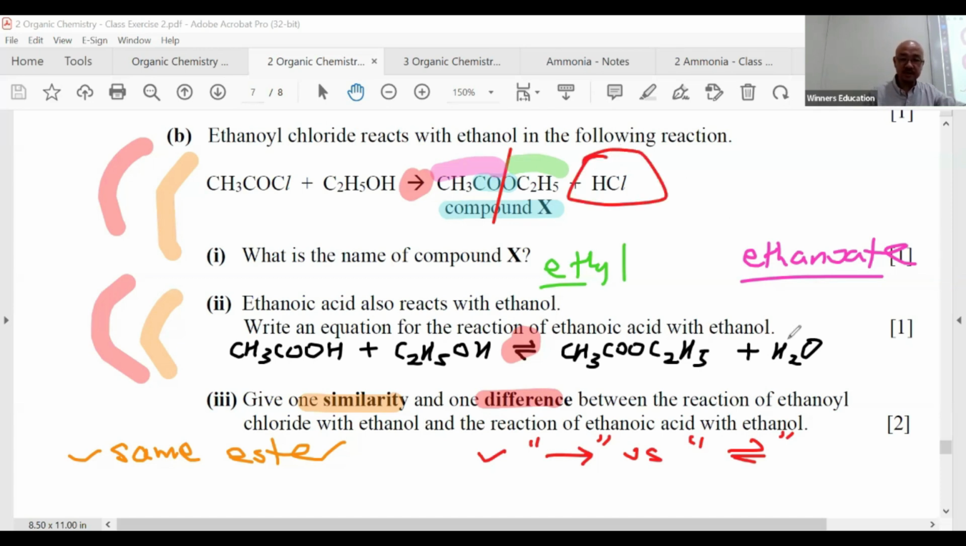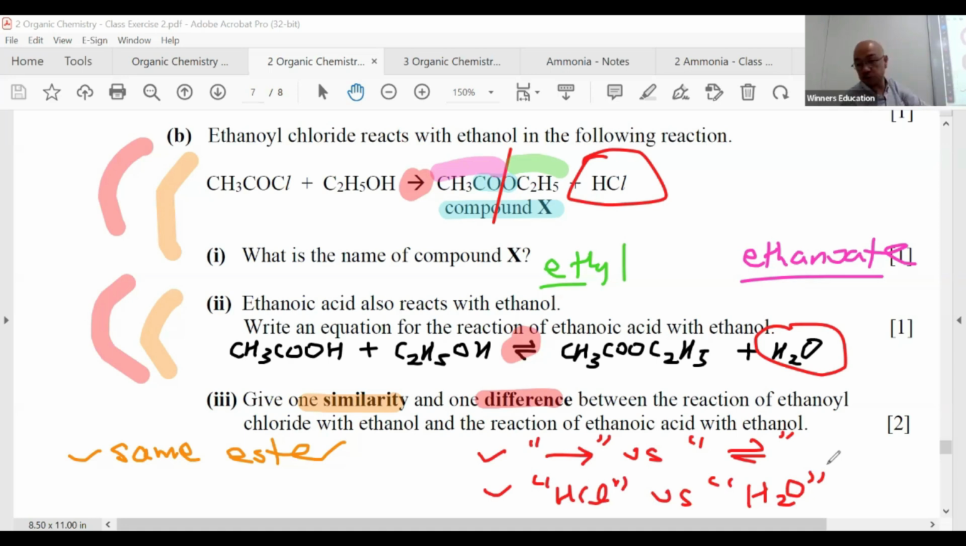Number 2 difference is the small molecule that's condensed off is different. HCl versus H2O. The small molecule is different. Am I okay? That's 2 marks. What are we waiting for?